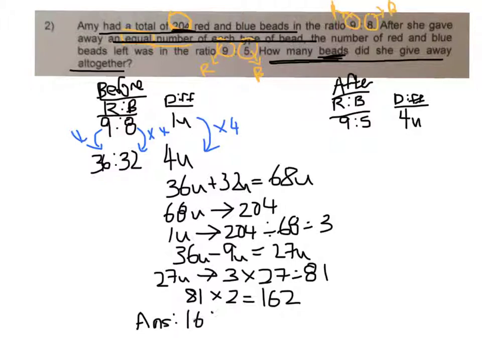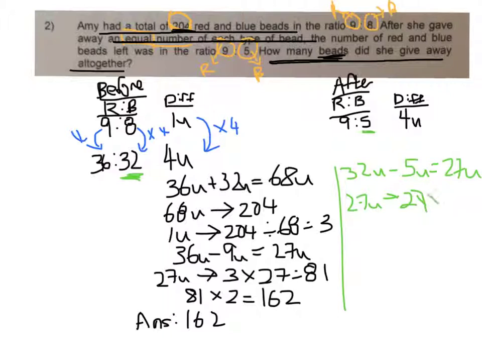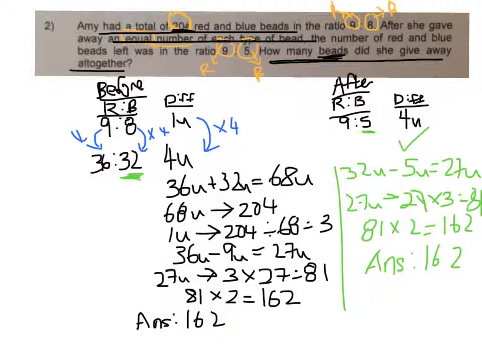Answer is 162. Well, for checking purposes, I am going to use the blue, as I was saying. Initially blue is 32U, then after that it ended up to be 5U. So 32U minus away 5U, and that will give me 27U. Same. And 27U will be 27 times 3, and that will give me 81 as well. And 81 times 2, and that will give me 162. Yes, so I have already checked, and the answer is definitely correct. Thank you.